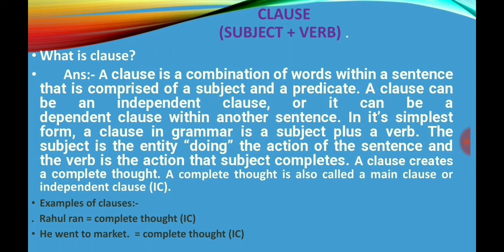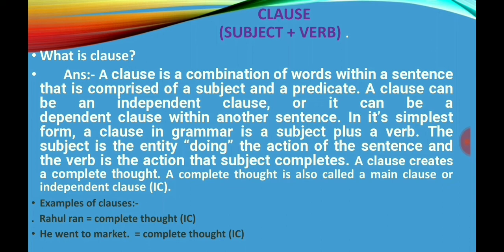A clause is a combination of words within a sentence that is comprised of a subject and a predicate. A clause can be an independent clause or it can be a dependent clause within another sentence. In its simplest form, a clause in grammar is a subject plus a verb. The subject is the entity doing the action of the sentence and the verb is the action that subject completes. A clause creates a complete thought. A complete thought is also called a main clause or independent clause.